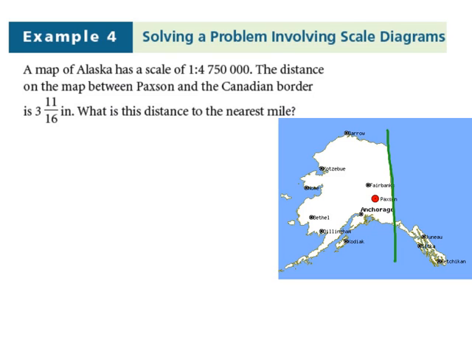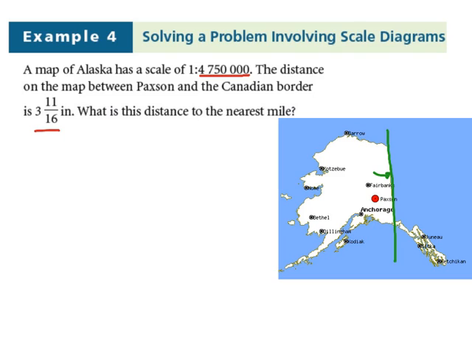Now, the first thing we have to talk about is this scale right here. Maps are usually scaled down versions of the real distances. If the measured distance by ruler is about 3 inches and 11/16 of an inch, the actual distance is 4,750,000 times larger than the distance measured. So in order to find the actual distance in inches between Paxson and the border, we have to multiply those two numbers together.